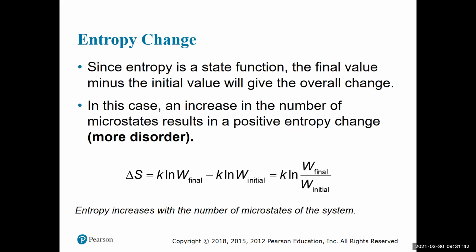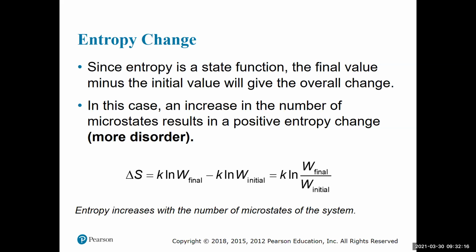We said earlier, entropy is a state function. So final minus initial gives you the overall change. We're not concerned about the path to get there. It's just the final minus initial. And an increase in the number of microstates increases in positive entropy. In other words, it gives us more disorder, okay? And so once again, entropy increases with the number of microstates of the system.